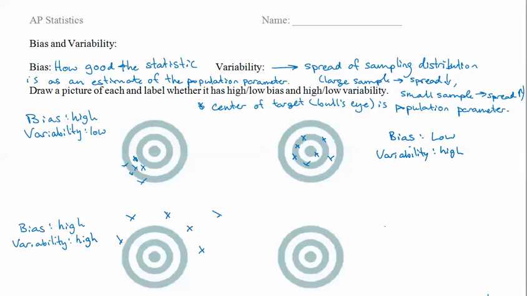Okay. And finally, we're going to have low bias and low variability. Also low. And this is our goal. Our objective when we're doing sampling is to have low bias and low variability. So what low bias means is we're going to be close to the target. And low variability means that the spread is not very much.